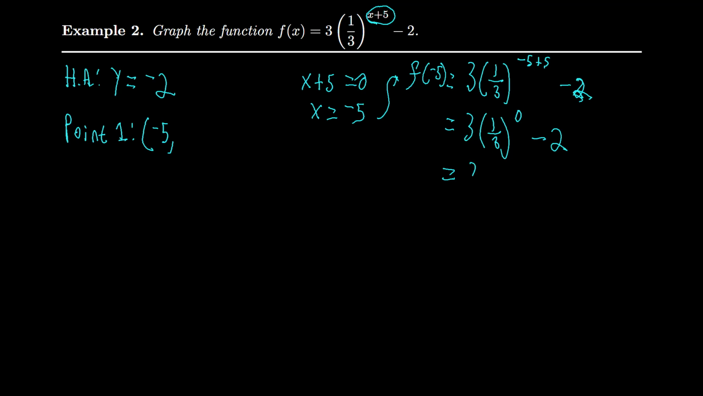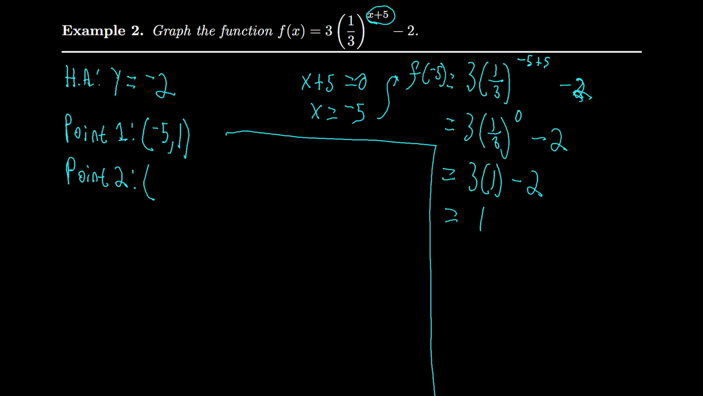So this is 3 times anything to the 0th power is 1, minus 2. And obviously that is just 1. So we get out 1. So point 1 is -5, 1. Now, point 2. And then we just do what we need to.